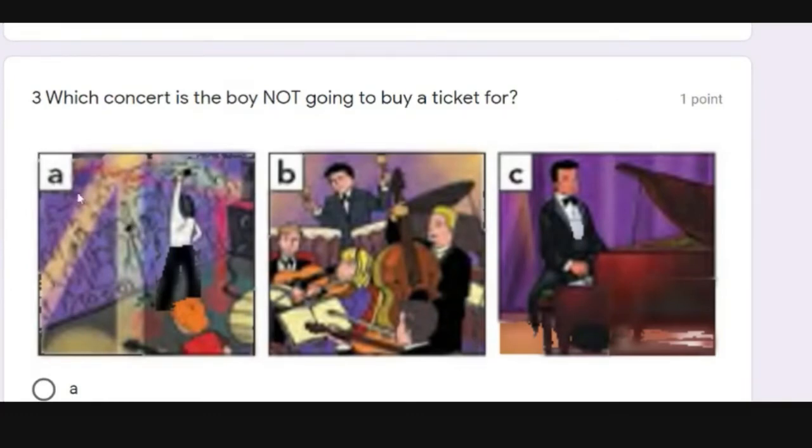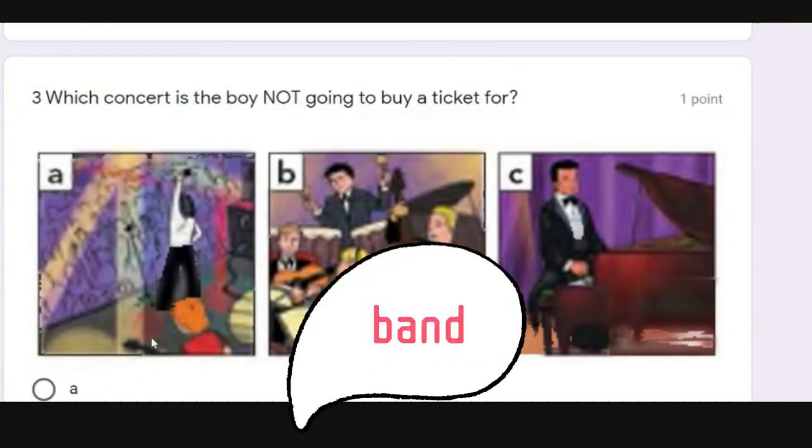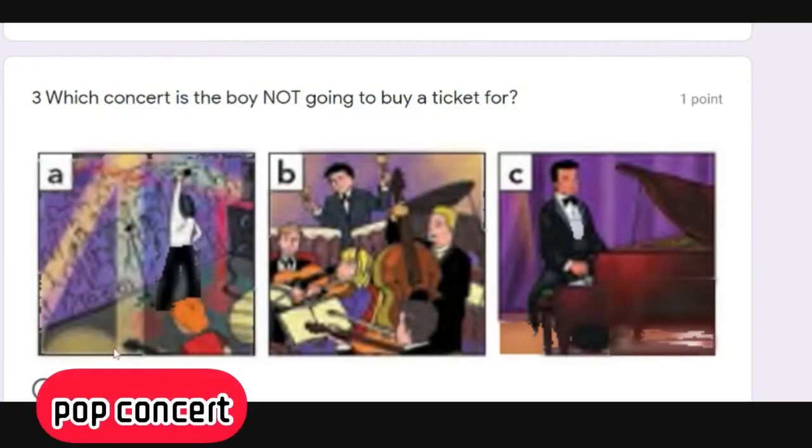Okay, so what kind of concert can you see in picture A? What concert can you see in A? You see people raising up hands. You see someone playing a guitar here. Band, yeah, okay. This is a band. Most of the time we call this a pop concert. Pop concert.